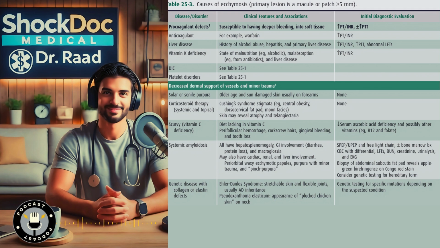Genetic diseases with collagen or elastin defects. For example, Ehlers-Danlos syndrome, which features hyperextensible skin and hypermobile joints, usually autosomal dominant, or pseudoxanthoma elasticum, which gives that plucked chicken skin appearance on the neck. Genetic testing can confirm the diagnosis.